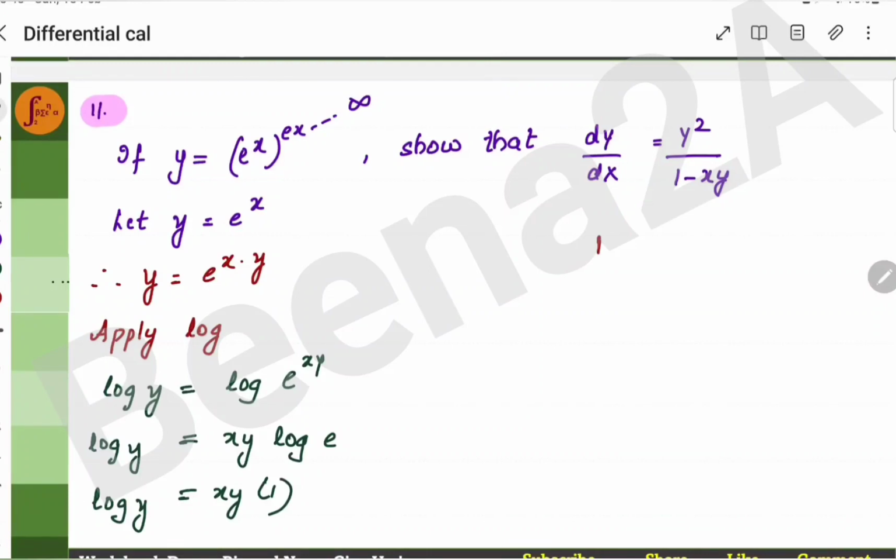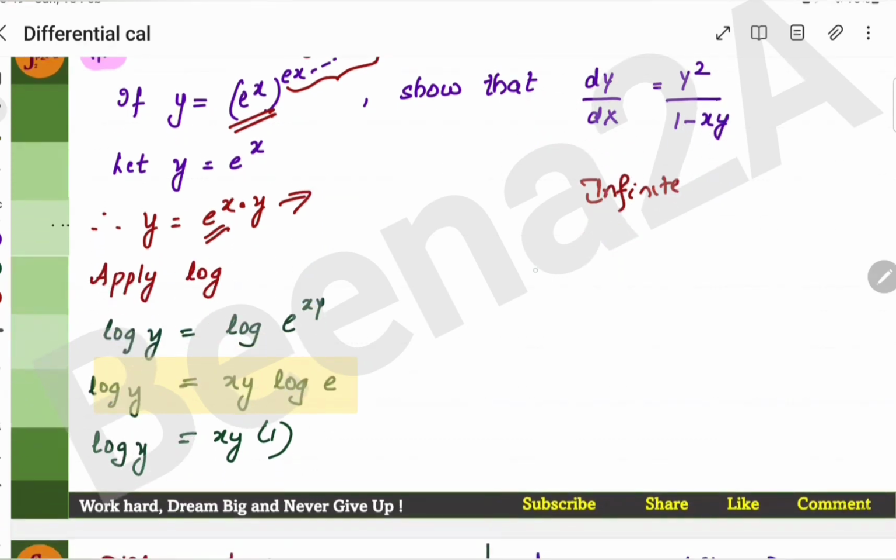Now this is again an infinite series problem. Right? So you assume that you take the first term, e to the power x, and then the remaining terms are nothing but e to the power x to the power e to the power x, and so on. The remaining term is also y. So it will be e to the power (x into y). Right? Now I apply log because you want to get rid of the powers. So log y is equal to log e to the power xy.